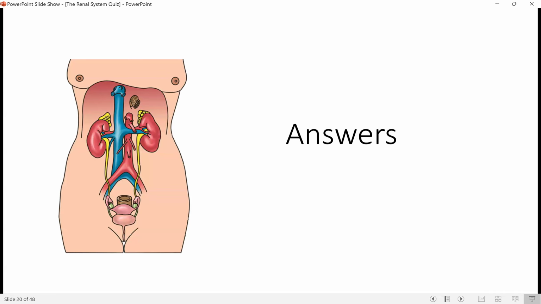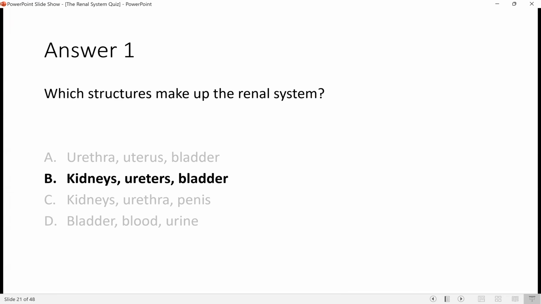Right, let's go through the answers. Which structures make up the renal system? The kidneys, the ureters, and the bladder. If you look at all of the other options, they've got something in there that is not in the renal system.